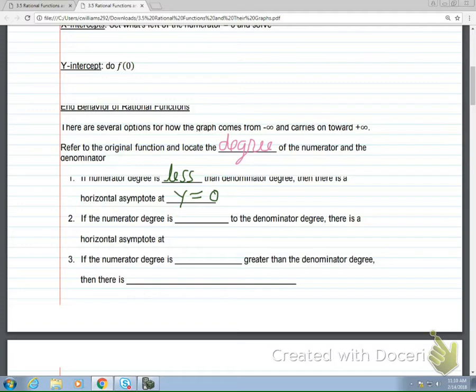So what do I mean by vertical and horizontal asymptotes? I'm going to show you in a moment. Basically, they are things that guide the behavior of your graph. I'll give you a little more specifics momentarily.